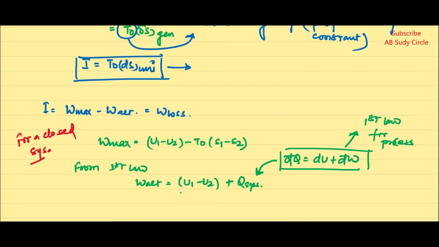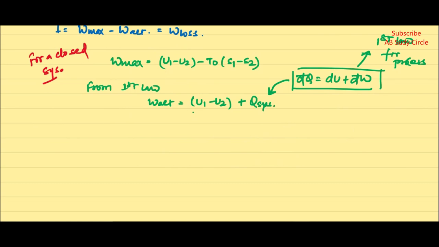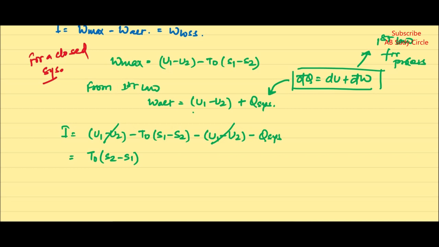Okay, so let's move a little further and put the things in place. So I is equal to W max, that is U1 minus U2 minus T0 (S1 minus S2), minus W actual, that is U1 minus U2 minus Q system. This is the heat which is transferred to the system. As the heat is transferred to the system, it is positive, right? So this is cancelled out, and this sign, I am bringing inside. So we have T0 (S2 minus S1), right? Okay, and we have this minus Q system.